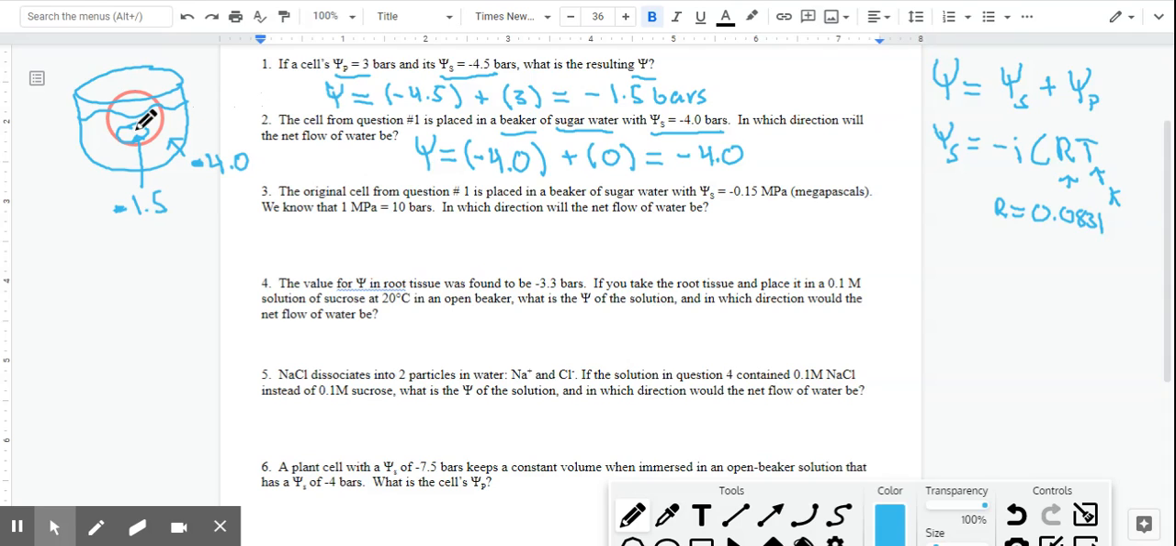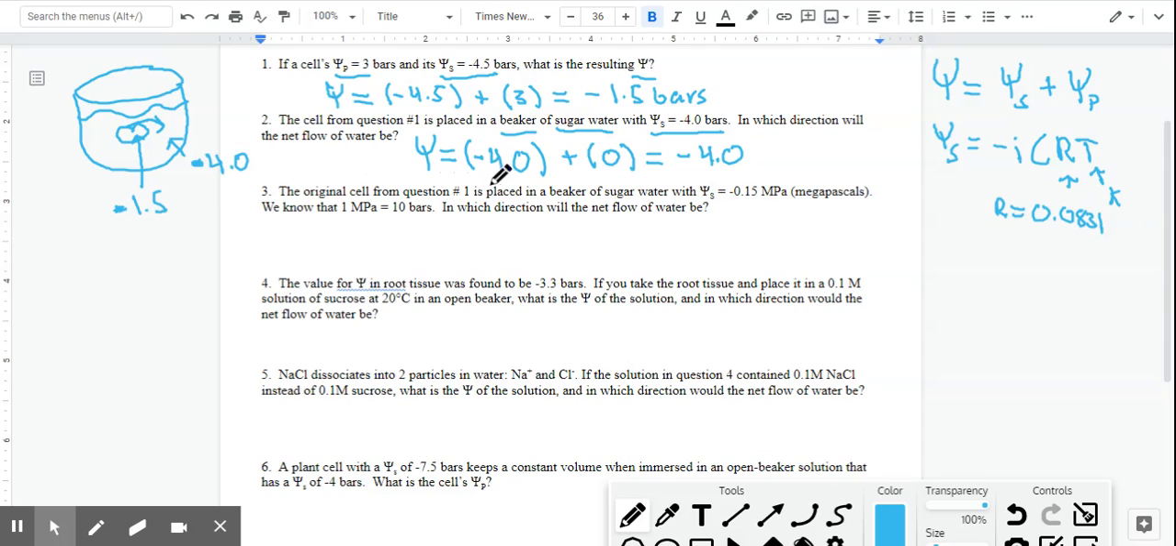So from high, that's the cell, to low, it's going to move out of the cell and into the solution. So this would actually cause the cell to then shrink because of the movement of the water that's moving out of the cell. So that's question number 2. Question number 3 says a very similar type of thing.